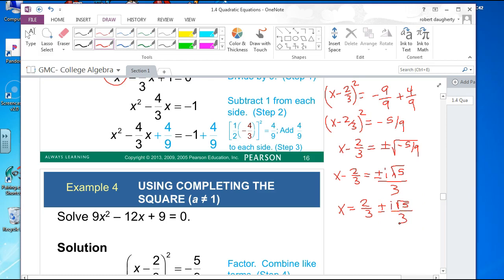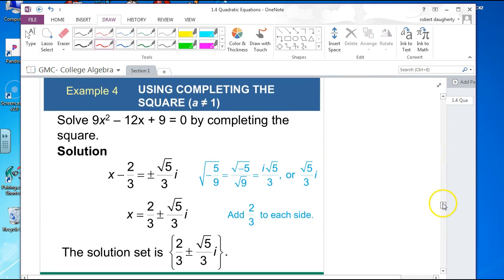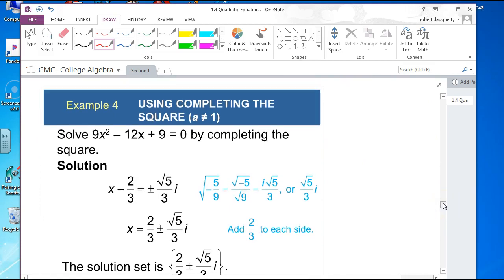Okay. So a little bit complicated, but anytime you have a number other than 1 in front of your quadratic, you've got to divide by that number, factor that number out so that you can use completing the square. And that's the one that we just did. Okay.